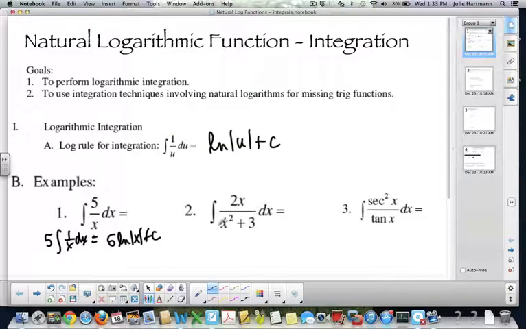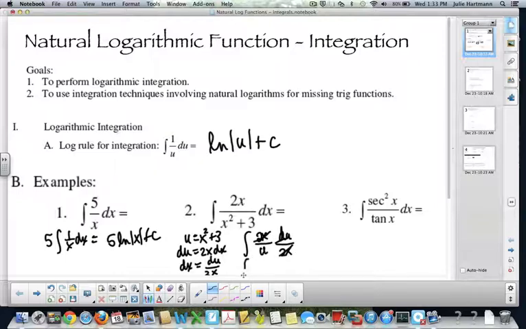Yes, we will use u substitution. This one right here, 2x and x squared. So if u equals x squared plus 3, du is 2x dx, dx is du over 2x. When you plug this in, you have 2x over u times du over 2x. The 2x cancels. You end up with the integral of 1 over u du, which is ln of the absolute value of u. So I'm going to plug that in: ln of x squared plus 3, plus c.